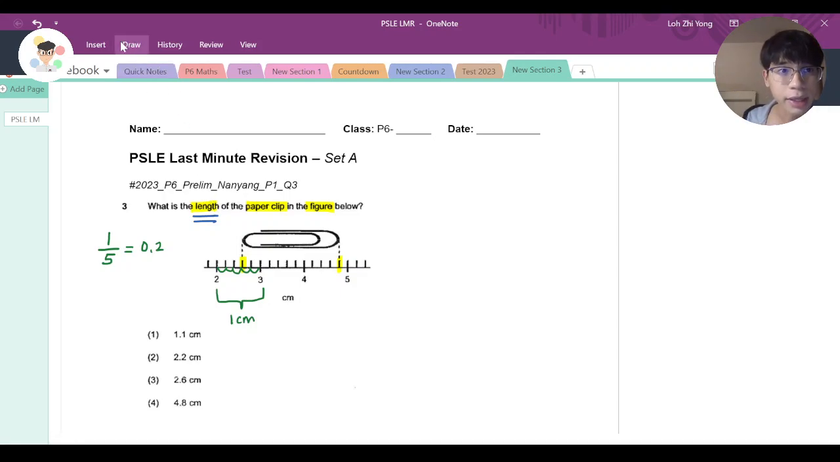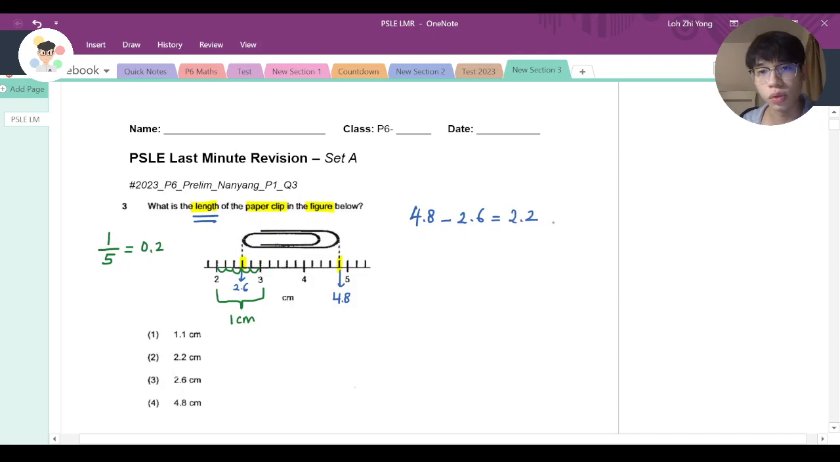So here is 2.2, 2.4, 2.6. Here is 2.6. Now, 0.2 behind 5, here would be 4.8. This concept is very important, like the gap, 1 cm, all these concepts are very important, especially in graphs. That's why you need to know this. Now, how to find the length? Last step, use 4.8 minus 2.6, and you get 2.2 cm. Cm is a unit. The answer is option number 2.